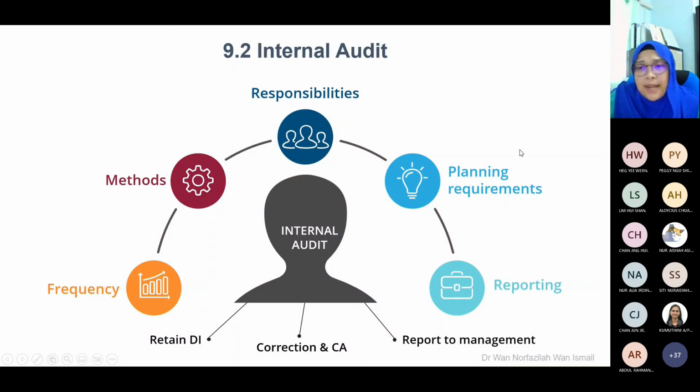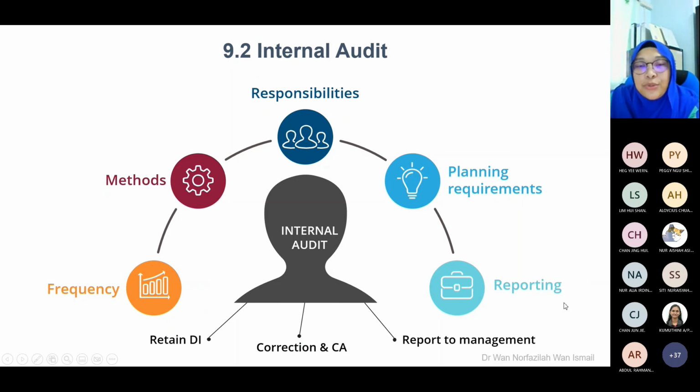Okay. Planning requirements. What are the requirements for your internal audit? You want to reduce the non-conformity or you want to do improvement? That one depends on your own lab. Okay. So nanti kalau saya bagi soalan, biasanya saya akan bagi situasi. In that situation, you need to identify what are the planning. Biasanya kalau you baca straightforward, memang akan nampak lah. Nanti kita akan tengok contoh soalan.